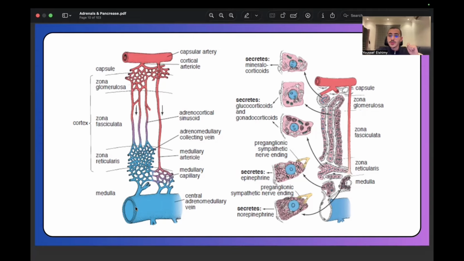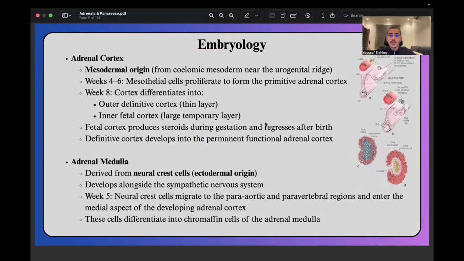So what I want you to understand is that this dual supply is important because one of these vessels supplies or nourishes the medulla itself. The other blood supply is basically hormones produced from the adrenal cortex that facilitate or modulate the hormones produced in the medulla. And there is a connection between the cortex and the medulla. The glucocorticoids facilitate the production of catecholamines as well as the conversion of norepinephrine into epinephrine. Okay? Okay, embryology.